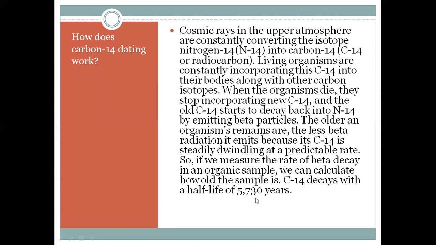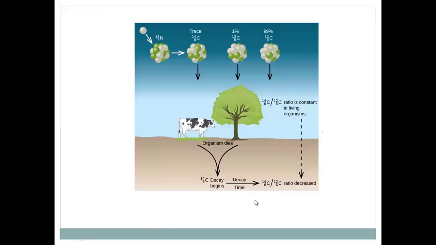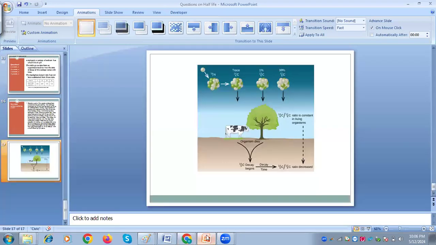Here, nitrogen-14 becomes carbon-14 due to the cosmic radiation. Plants absorb it, and the ratio of carbon-12 and carbon-14 usually remains the same till the organism is alive. When the organism dies, it does not absorb carbon-14 anymore, so the amount of carbon-14 keeps on decreasing. So how can we calculate the age of dead organic matter using this?